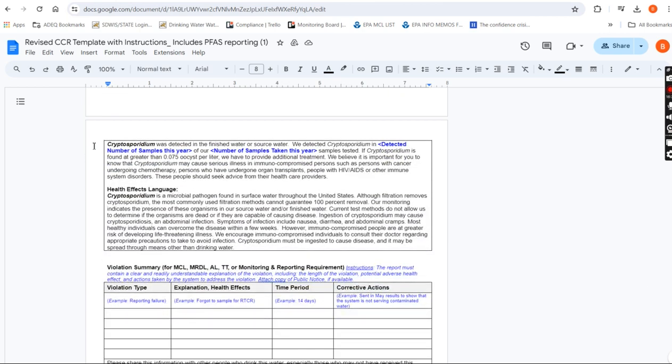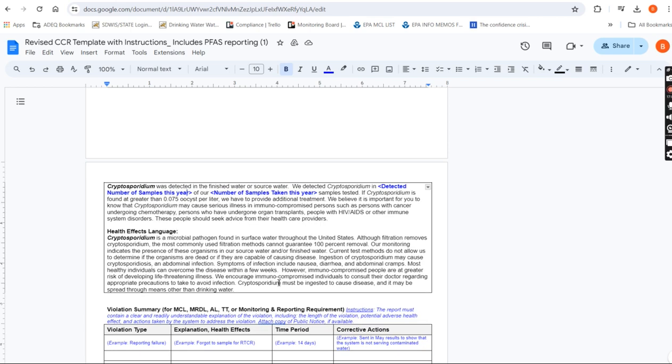So next, this only applies to surface water systems, but if your system tested the source water for cryptosporidium and detected cryptosporidium, you need to put in the number of detected samples and the total number of samples taken in that year. You also need to include the health effects language for cryptosporidium. If you sampled and did not find any cryptosporidium, or are not a surface water system, or did not sample for cryptosporidium the previous year, you can delete this section.